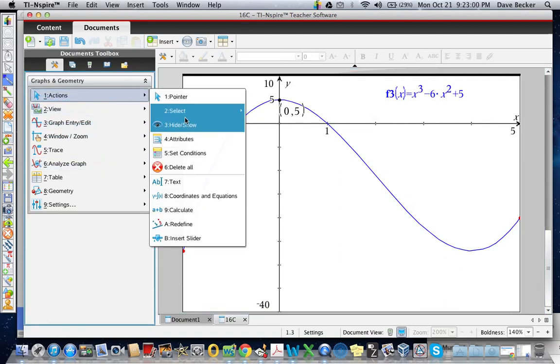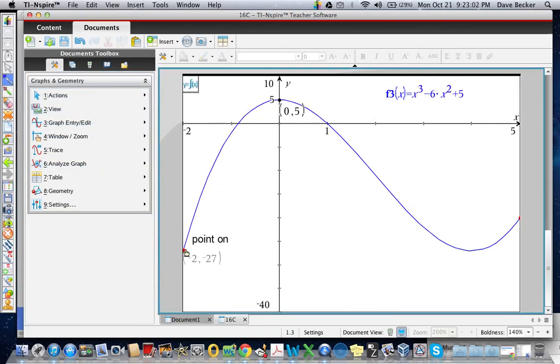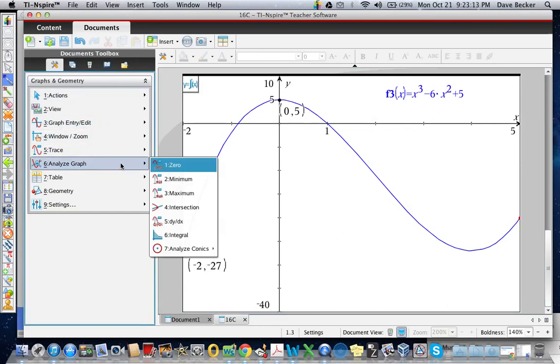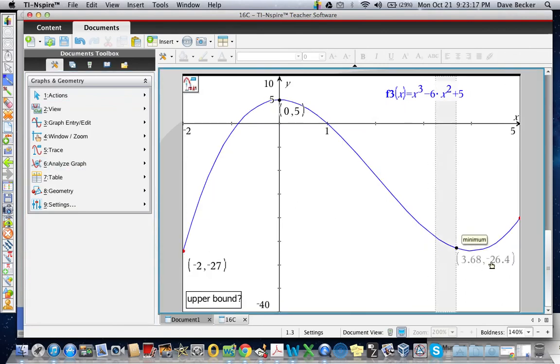Let's do coordinates and equations. Let's just do the coordinates. Okay, so that's at the end, negative 2, negative 27. I put that point there, and we think that's negative 27 as well. So let's find the minimum. Negative 27. So both of those are global minimums, and the lowest point on this domain is indeed negative 27, or the least value.